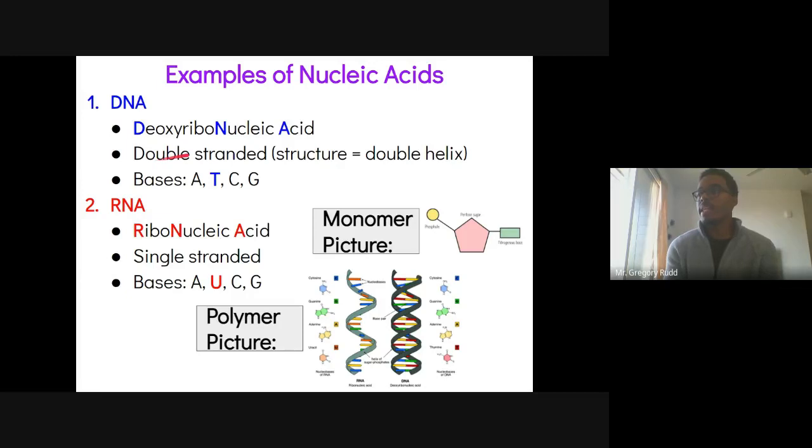That's just a little bit of extra information. DNA is double-stranded, so it has a structure called a double helix. It looks like a spiral, two ribbons wrapped around one another. And DNA has the nitrogenous bases A, which stands for adenine, T, which stands for thymine, C, which stands for cytosine, and G, which stands for guanine. Now, you all don't need to know exactly what they stand for. You just need to know the first letter.